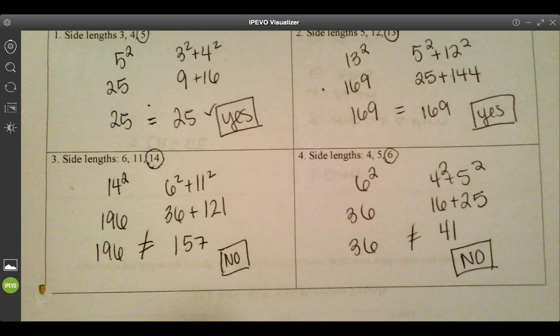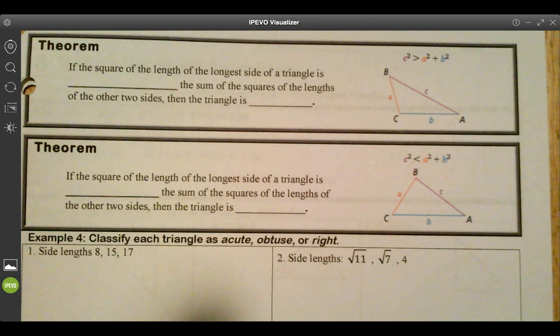Let's look at the next page. So from the last two examples, they weren't right triangles, then what do they make? Well, what we can tell is that if our c squared is not equal to a squared plus b squared, then it has to be either bigger or smaller. And so we have these two cases.